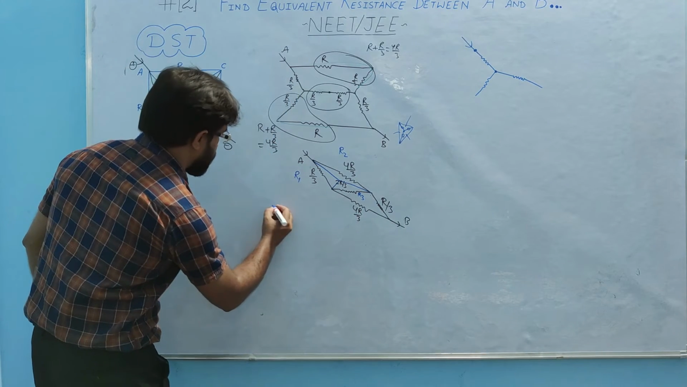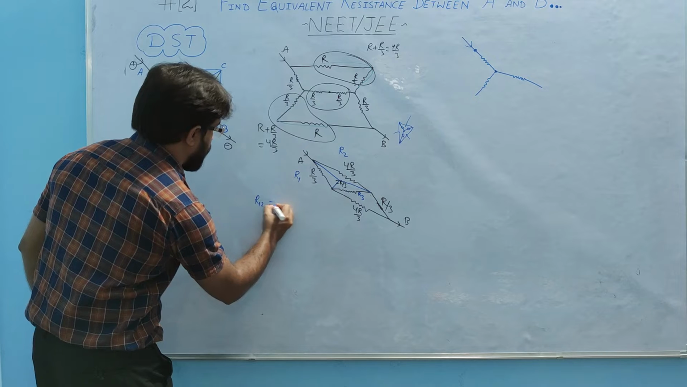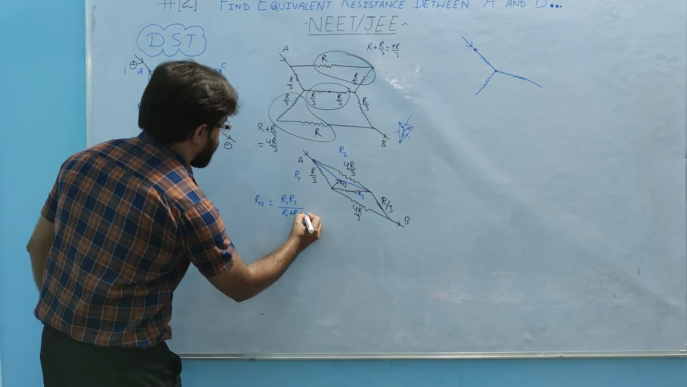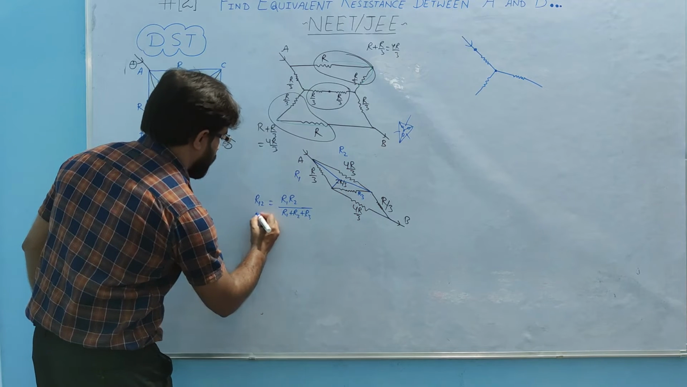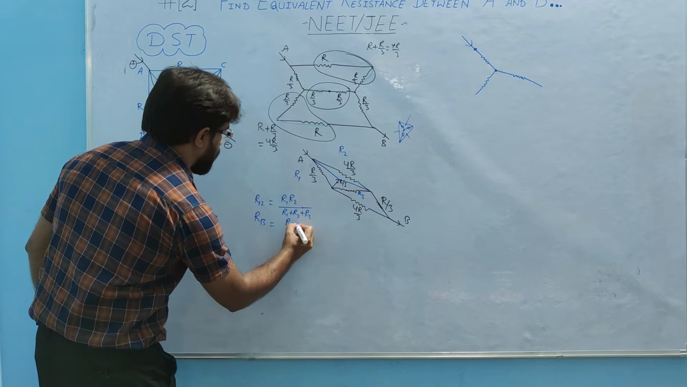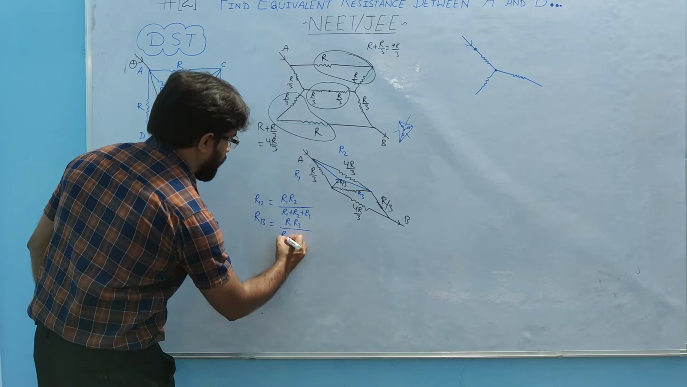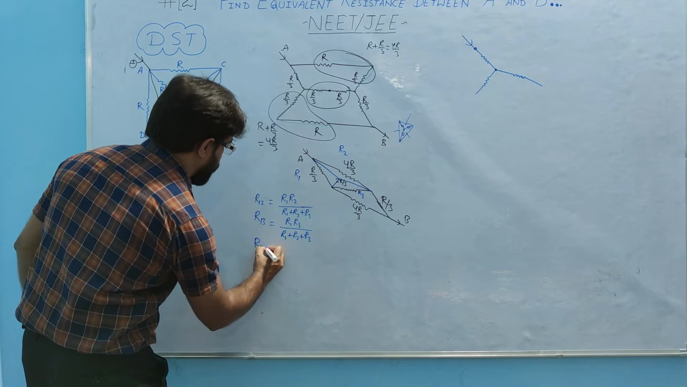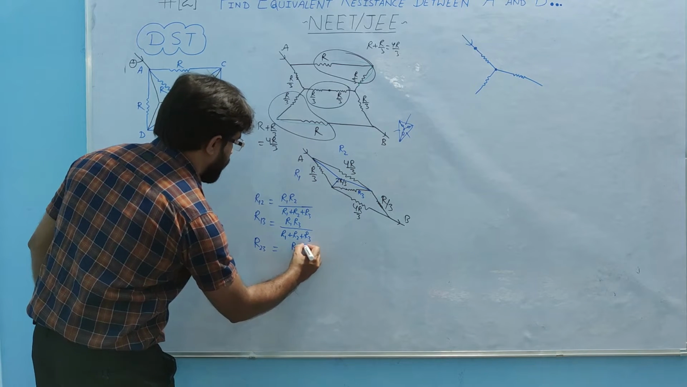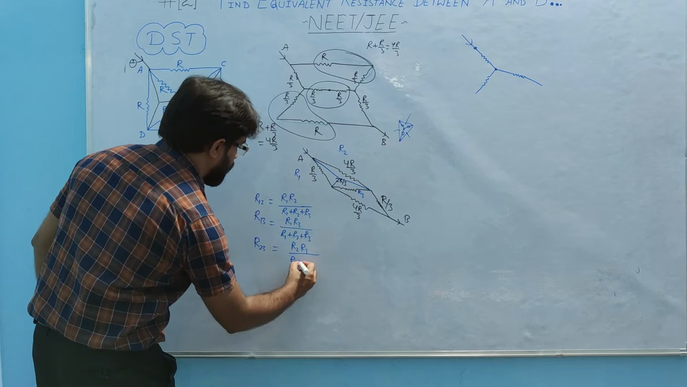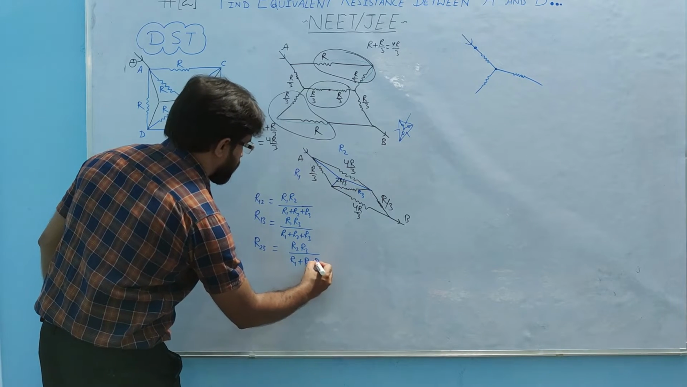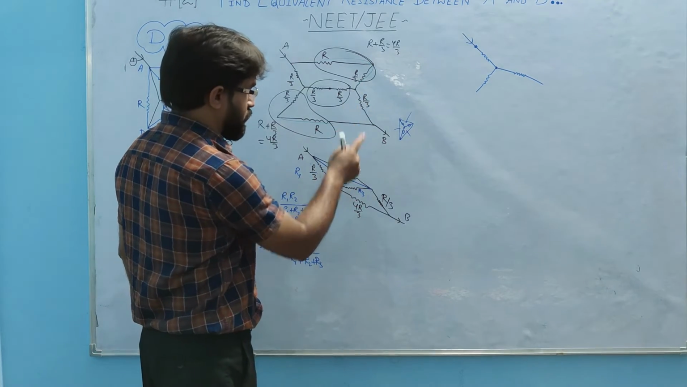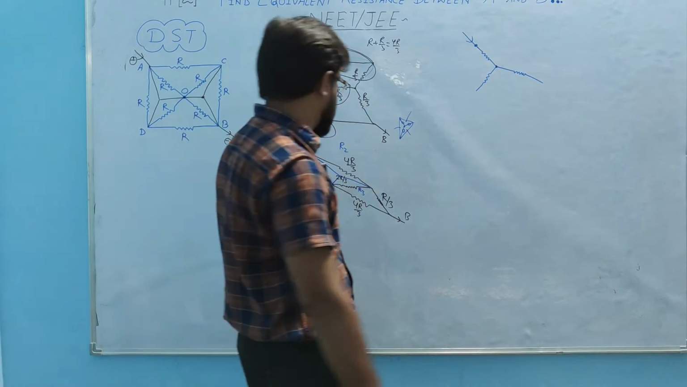The formula for delta star is R12 equals R1R2 divided by R1 plus R2 plus R3. R13 equals R1R3, the product, divided by R1 plus R2 plus R3. In the same way, R23 equals R2 into R3 divided by the total of all the resistances. Earlier they were creating a delta. So 1, 2, 3 creates a star. This 2 will remain itself, like these are.